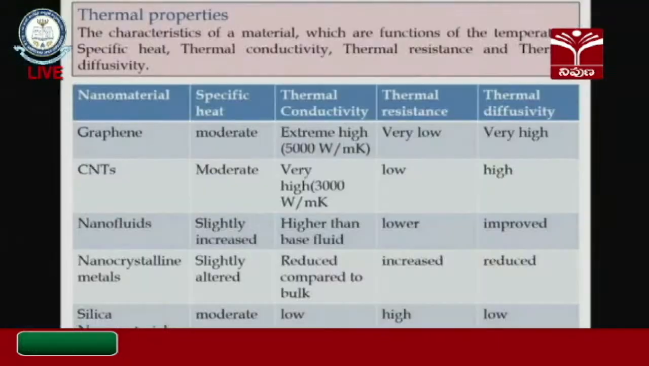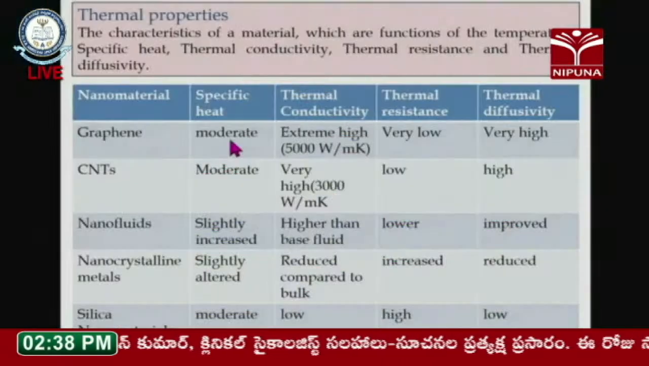Coming to thermal properties, this is also a major thing. The key properties are specific heat, thermal conductivity, thermal resistance, and thermal diffusivity. We know the basic definitions of specific heat and thermal conductivity. Instead of describing them, I thought I would take some examples here: graphene, carbon nanotubes, nanofluids, nanocrystalline metals, and silica nanomaterials. The specific heat is moderate, meaning that if it had low specific heat in the bulk state, it has now been raised to a moderate level, so that it can take more heat. That's the advantage there.